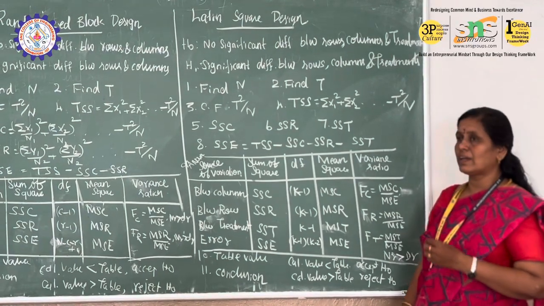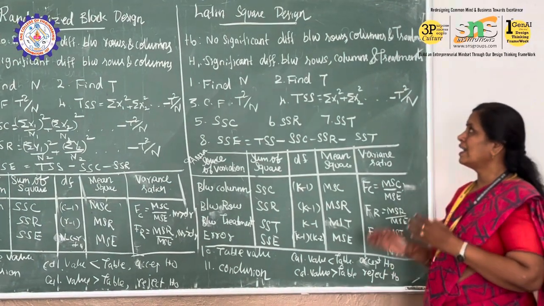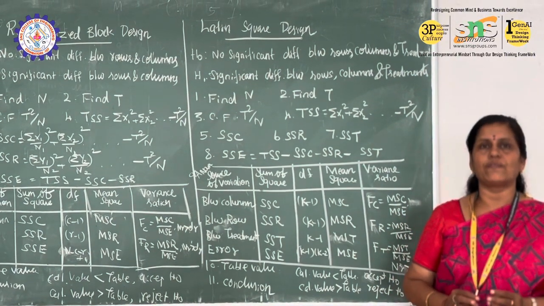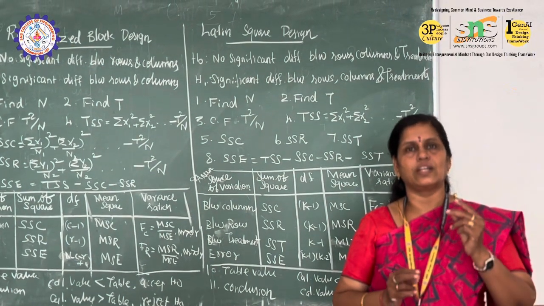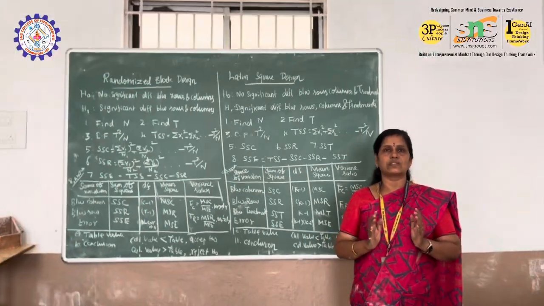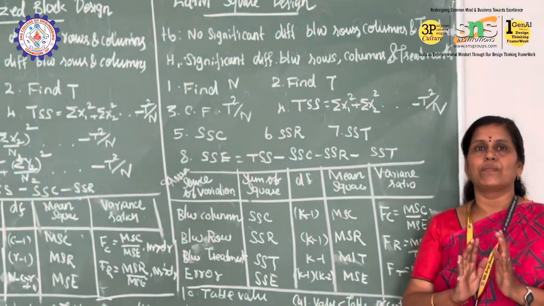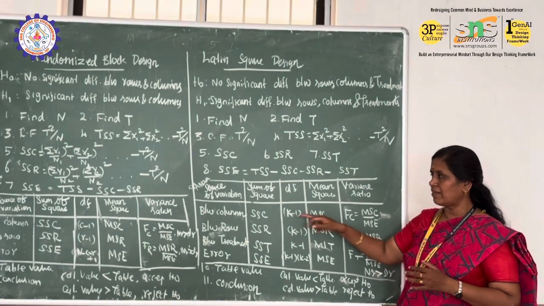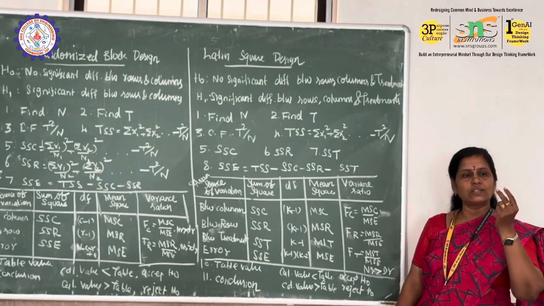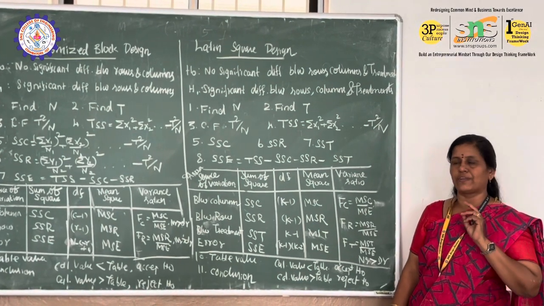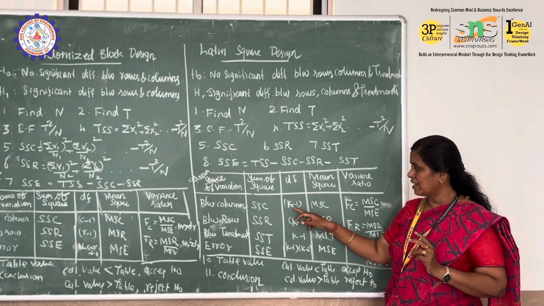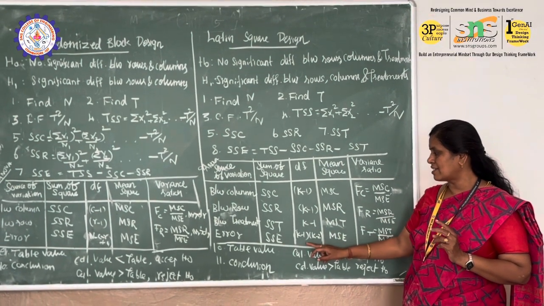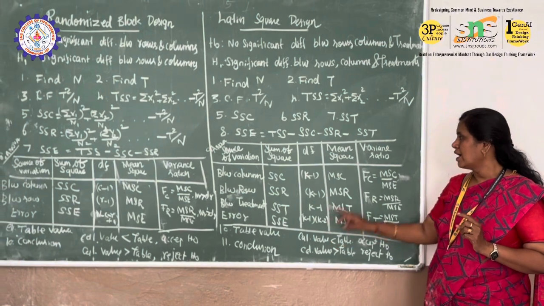One more thing I am going to point out. In Latin square design, the number of rows is equal to the number of columns and equal to the number of treatments. Only then do we move into the Latin square design. So here the degrees of freedom are k minus 1, k minus 1, k minus 1, and for error we take k minus 1 into k minus 2.